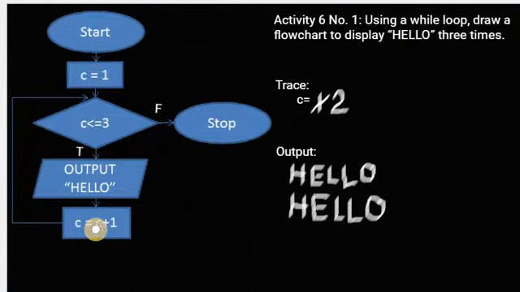Next, we're going here. C plus 1. The current value of C is 2, plus 1 is 3. 3 goes to the variable C. So I'm just going to replace this one with the new value 3. Following the arrow, we're going here again. Our current value for C is 3. 3 less than or equal to 3 is true. Next, we go again here. Here's the next output.